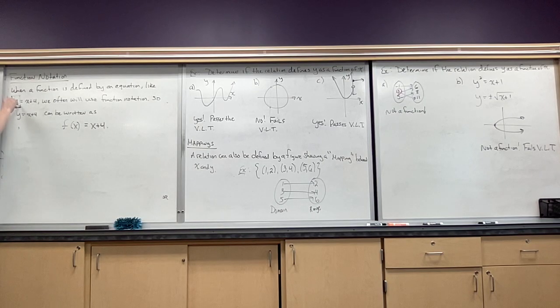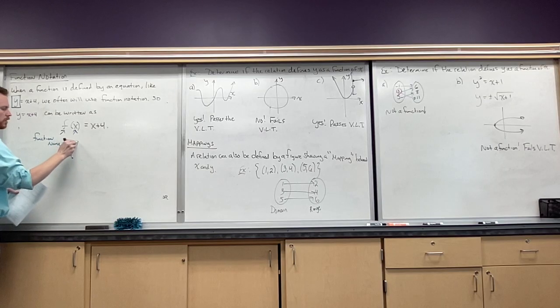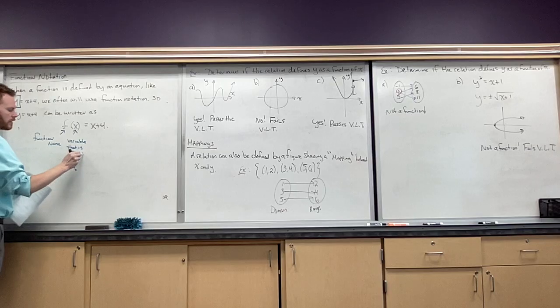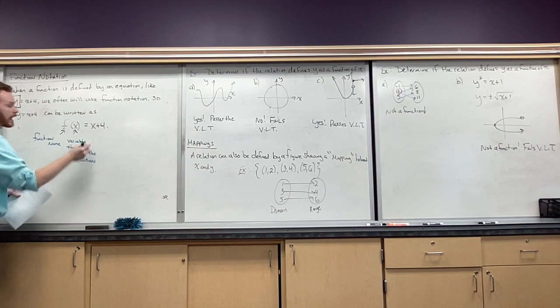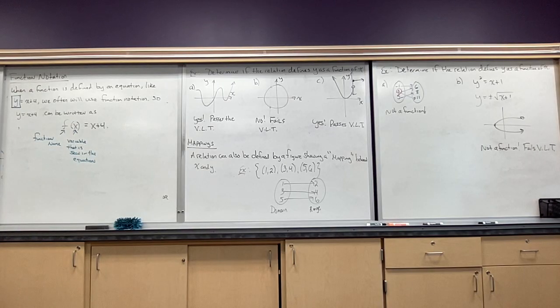Anyway, okay, so we're swapping that out, and we're gonna replace it with a letter. Doesn't matter what the letter is, F is the most common letter. So this is the function name. You know how X is the most common variable, F is for functions. And then here it's the variable that is seen in the equation. In this case, it's X. It could be any variable, but that's what that is. All right? So we're just swapping things out.